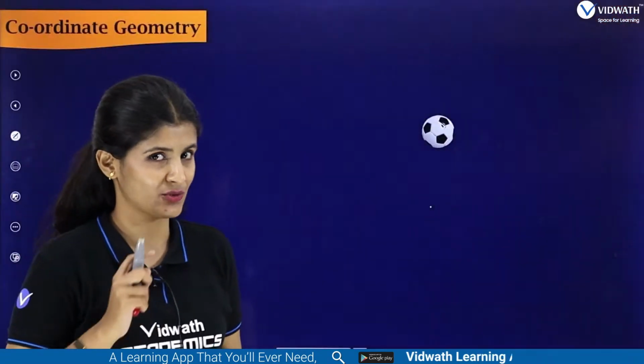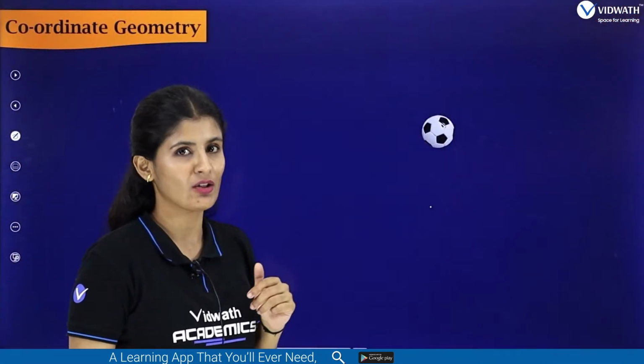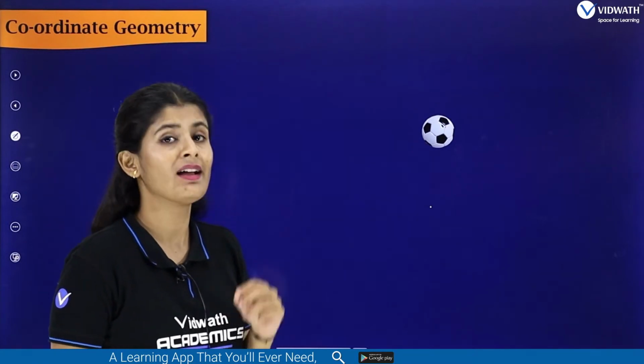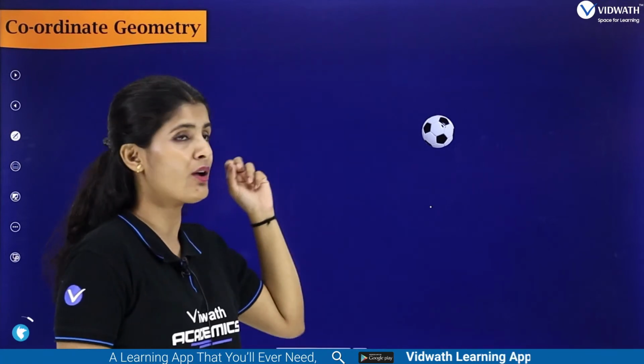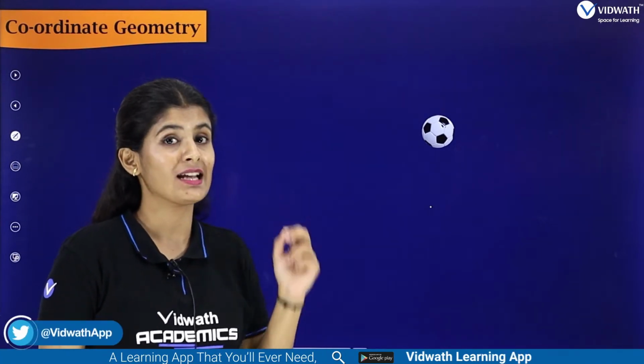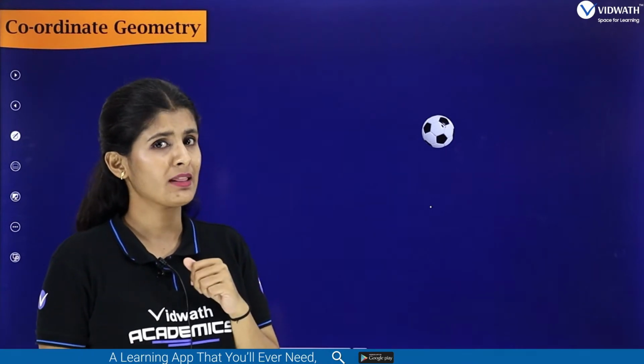Now, before we dive into that, let me first ask you a question. Do you all see the image of a ball on the screen? Of course you do. Now, I'll ask you a question. Tell me the position of the ball on the screen. Tell me the location of this ball on the screen. How will you tell me that?